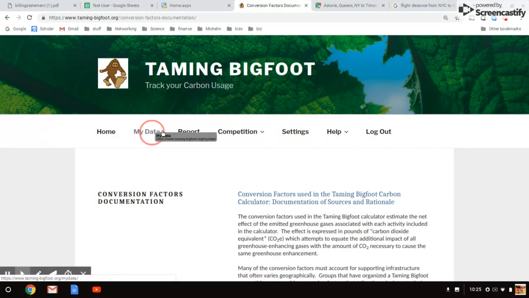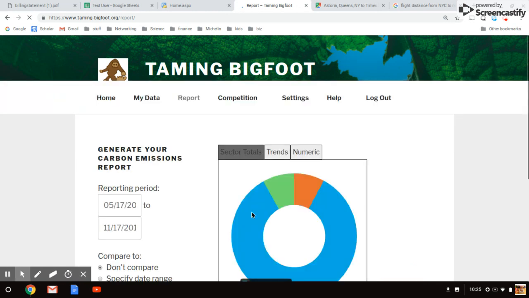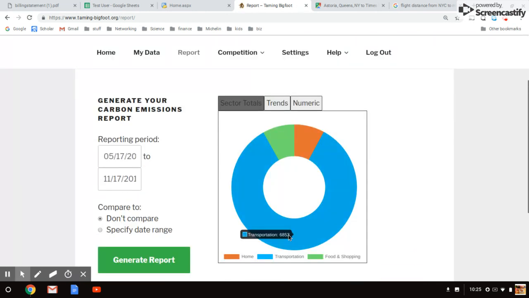My data, oh, I want to go to report. Let's take a look at the report. Here it is. All right, so in the month of November, they consumed this much. You can see it broken down by home, food and shopping, and transportation. That flight to Miami really killed the budget that month. Let's hope they buy some offsets or something like this. But the most important thing is that they know how much carbon they produced and that they can start to track it and find out how they can control it later.